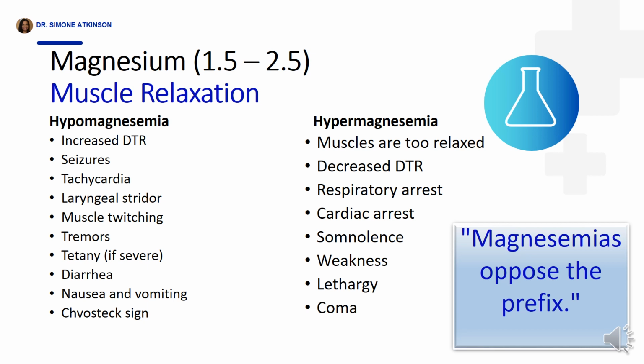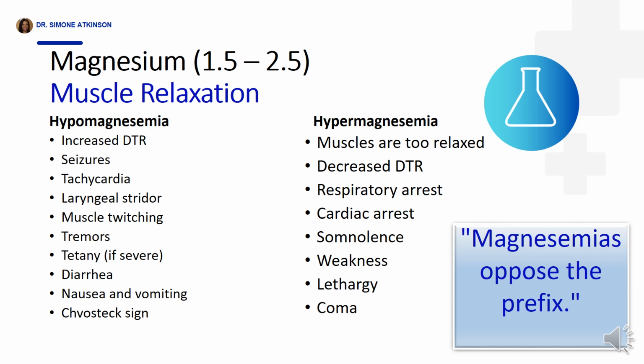So if you recall one of the 3 sentences to capture the essence of electrolyte imbalances in the beginning of our lecture, magnesiemias oppose the prefix. So this means if you have hypomagnesemia, symptoms are fast. And if you have hypermagnesemia, symptoms are slow, because magnesiemias oppose the prefix.